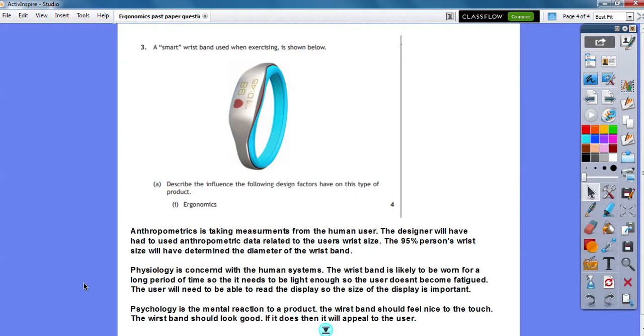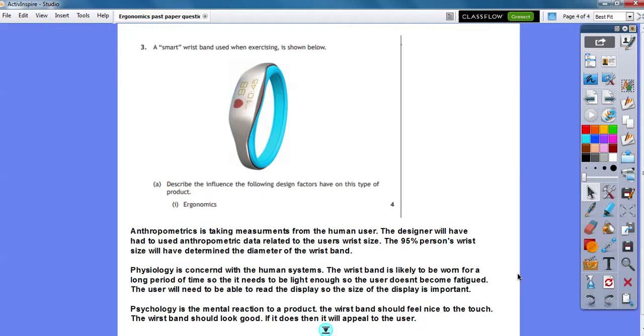Now, clearly, we've not got enough anthropometrics in this product, so we now need to consider the other two categories, including physiology and psychology. So the next paragraph is on physiology. And you will notice in each paragraph I've started with a definition of that category, and that's always a useful thing to do. So it says, physiology is concerned with the human systems. The wristband is likely to be worn for a long period of time, so it needs to be light enough so the user doesn't become fatigued.